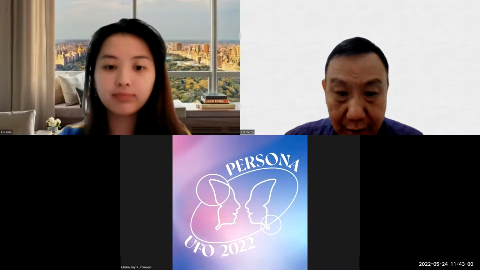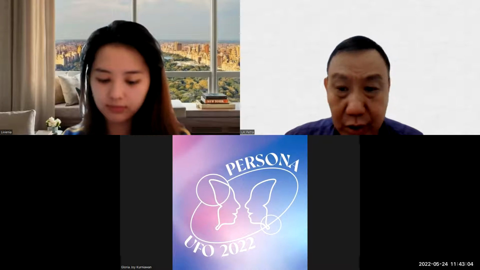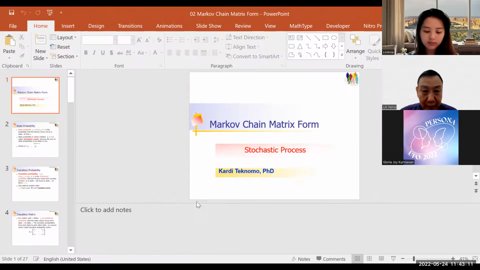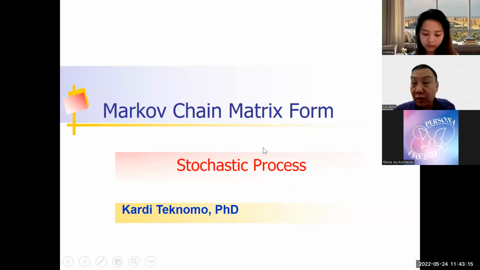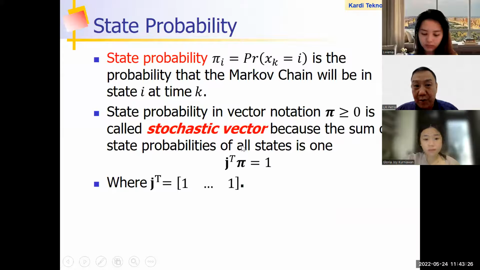In the next slide, I show that we can actually use matrix form, the one that we discussed yesterday also, right? So we can use matrix form. Instead of checking the states one by one, we want to get all states simultaneously. So using matrix form, you can calculate all states simultaneously.